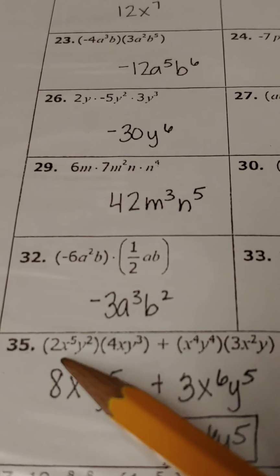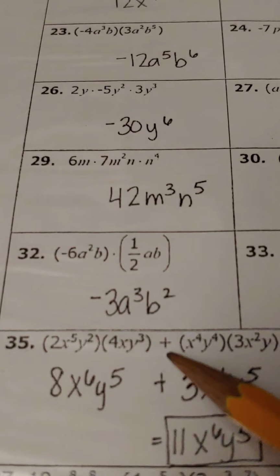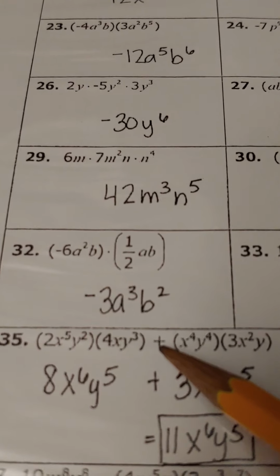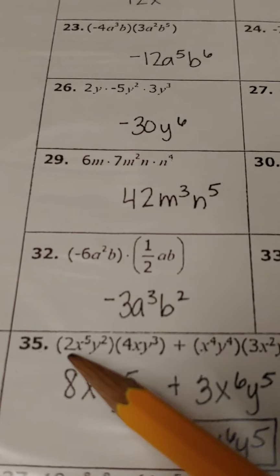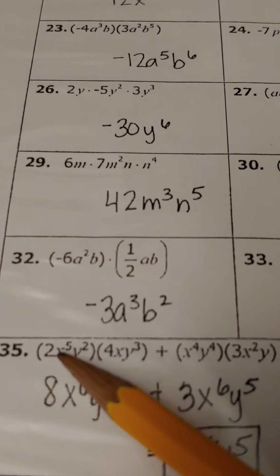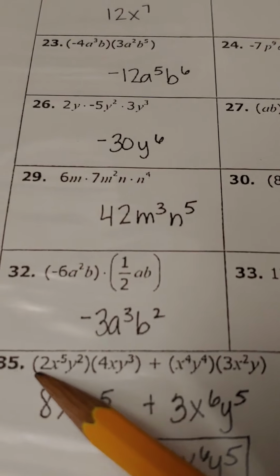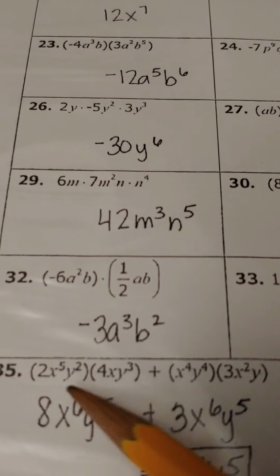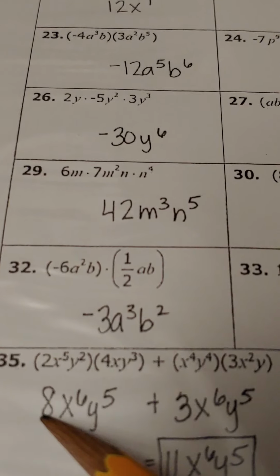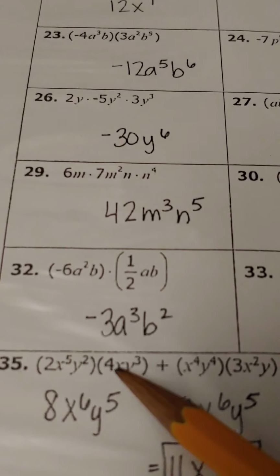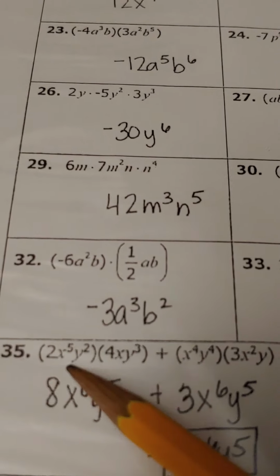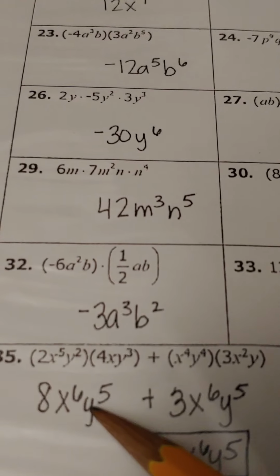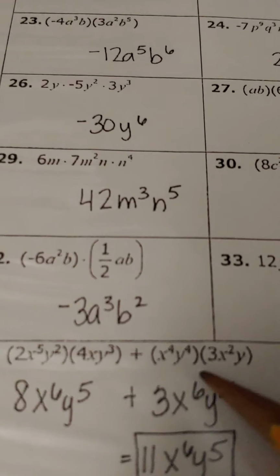So here we see the addition. So we will have to add. But before we add, we have to multiply, right? Multiplication happens before addition. So we're multiplying this and this together. So 2 times 4 is 8. x to the 5th power times x is x to the 6th, because 5 plus 1 is 6. y squared times y to the 3rd power is y to the 5th power.